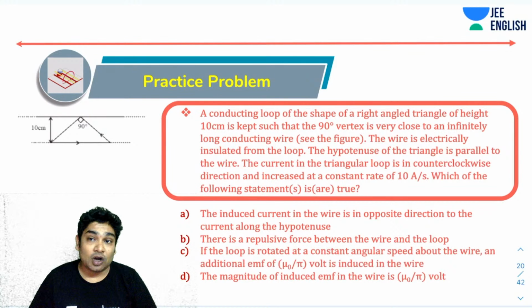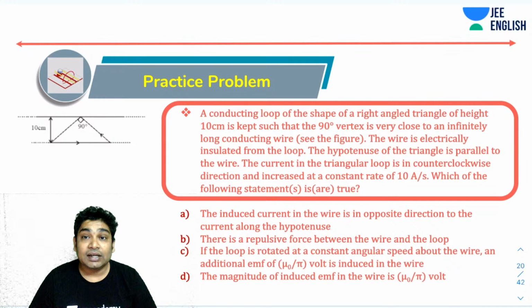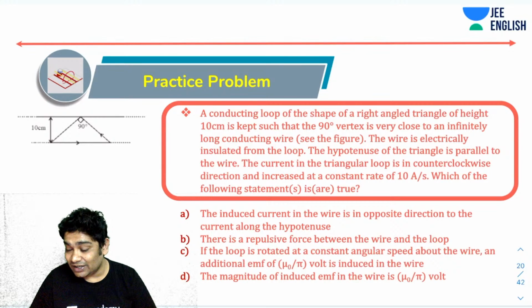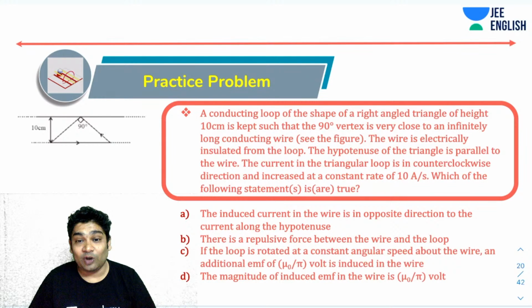Now the hypotenuse of the triangle is parallel to the wire, as you can see in the figure. The current in the triangular loop is in the counterclockwise direction and is increased at a constant rate of 10 amperes per second. Now, which of the following statements is correct?